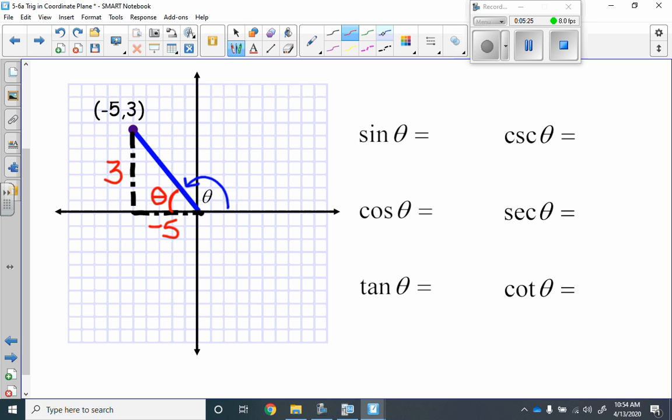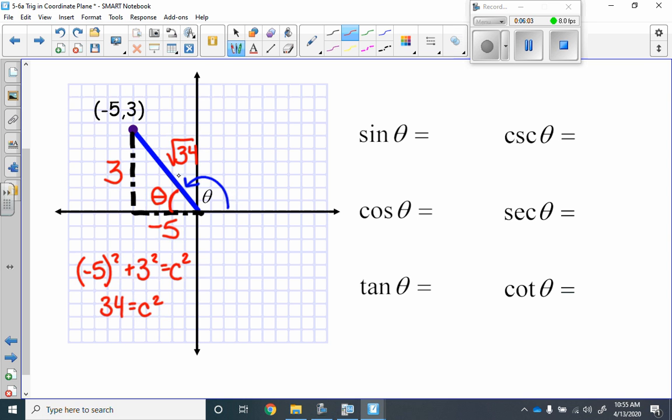Now, with that point of negative 5 and 3, if I find my hypotenuse, just like we did before, negative 5 squared plus 3 squared equals c squared. So that part is not going to change. And the fact that you have negative 5 squared, so that's 25, and the 25 plus 9 gives us 34 equals c squared. So your hypotenuse is going to be the square root of positive 34. And your hypotenuse should always be positive because you're working with positive numbers.